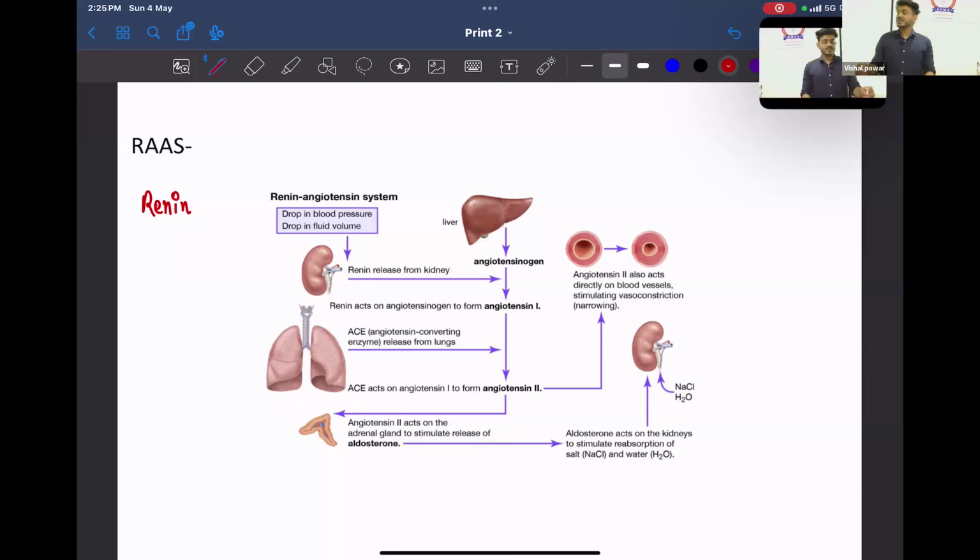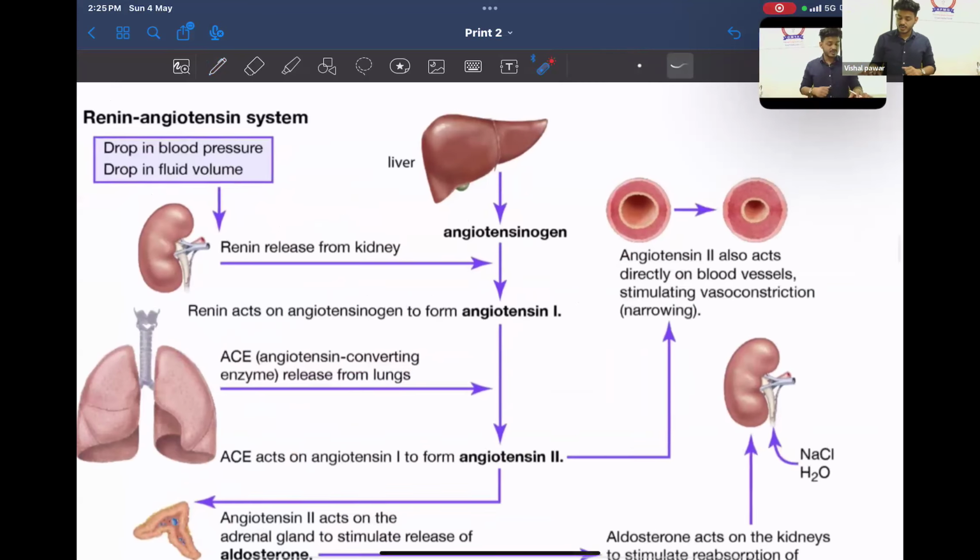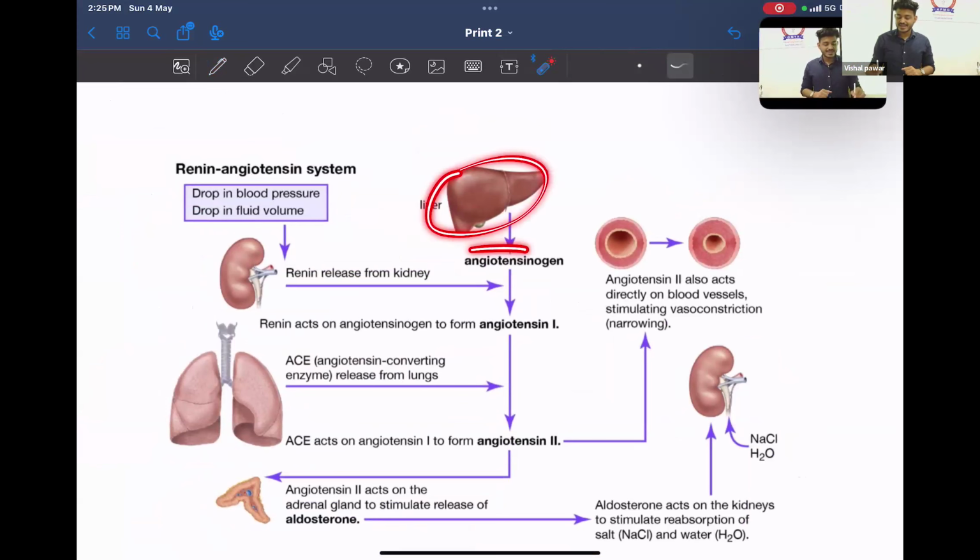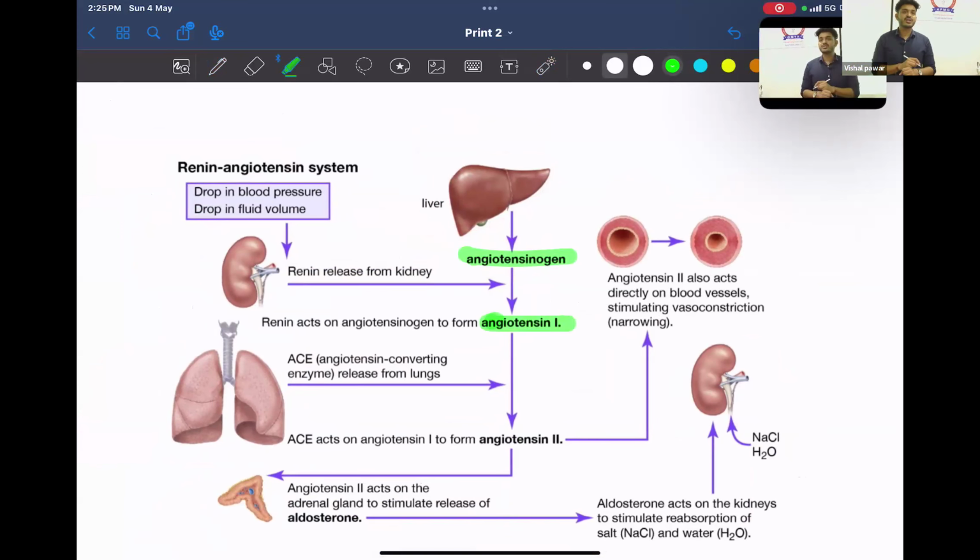And that renin is going to go where? It is going to increase BP. Let's understand how it is going to increase BP. If you understand this, you will automatically understand all the drugs of BP as well, right? Your liver will be making certain enzymes. One of them is angiotensinogen. And this angiotensinogen will convert into angiotensin 1. And this conversion is happening because of renin. So renin is not directly increasing the BP.